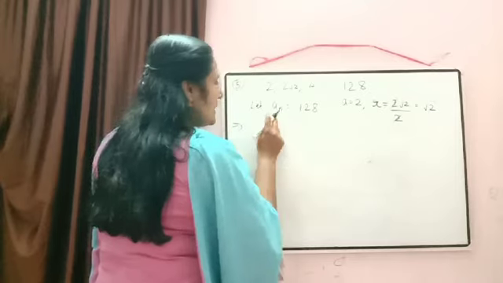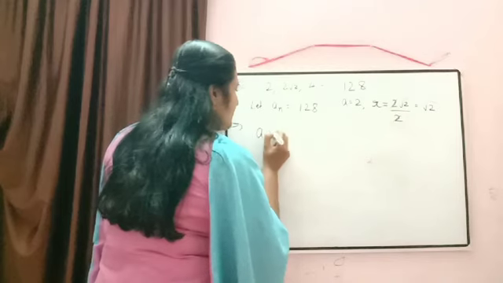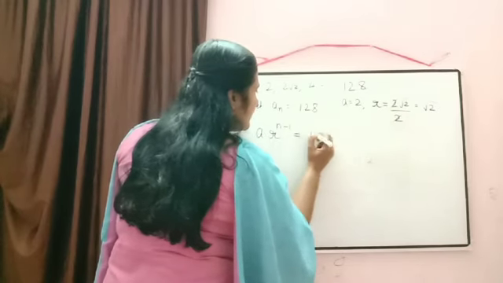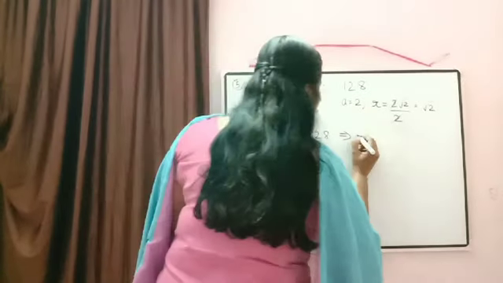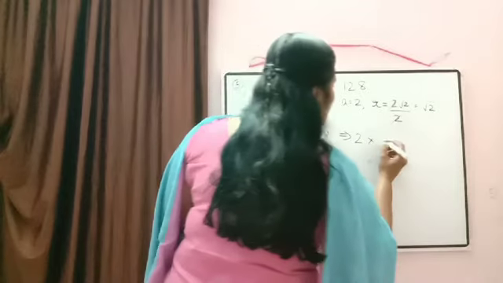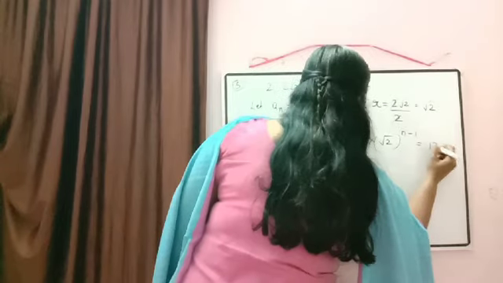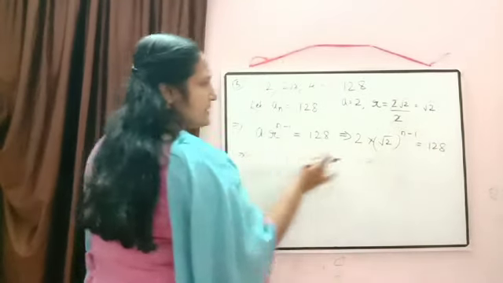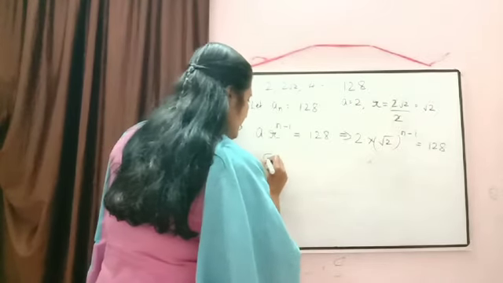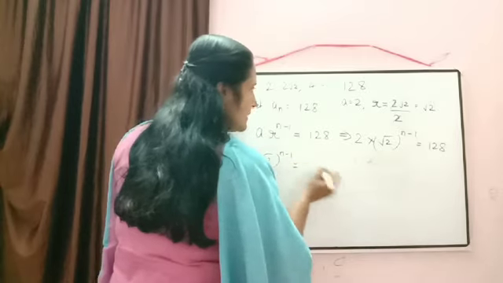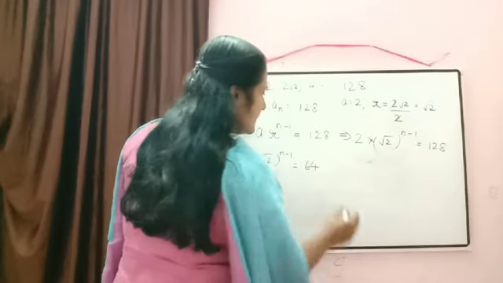Now what we have taken? an is equal to 128. So according to the formula it will be equal to a into r raised to n minus 1 is equal to 128. Now just substitute the value. A is equal to 2 into r. In place of r we have root 2 raised to n minus 1 is equal to 128. Now can we shift this 2 to right hand side to make our calculation easy? So we'll get root 2 raised to n minus 1 is equal to 128 divided by 2. So that will be equal to 64.